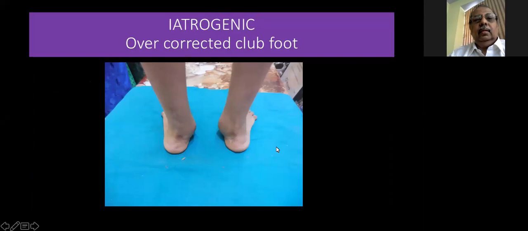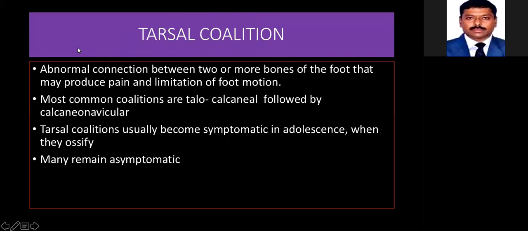So iatrogenic, this is one child who had a clubfoot surgery. You can see the scar. And now see what has happened to this child. He is having very severe flat foot with heel valgus. And this is one condition which is very, very difficult to treat.